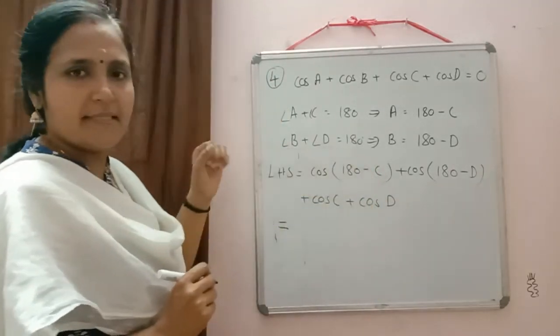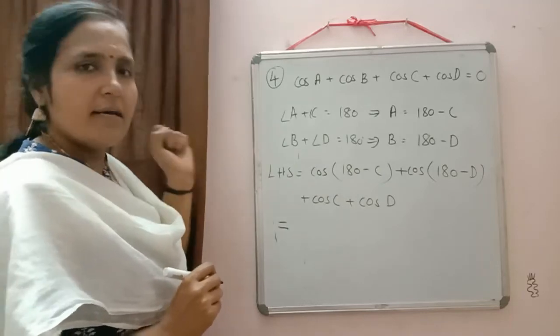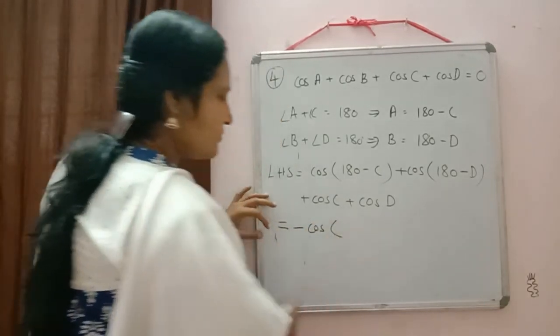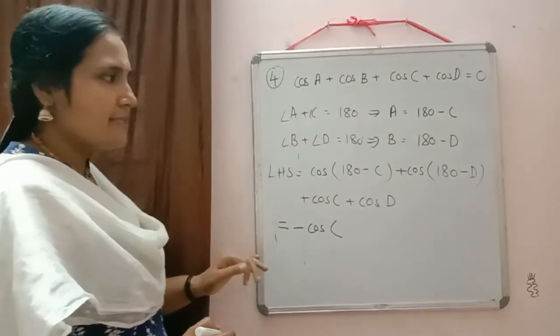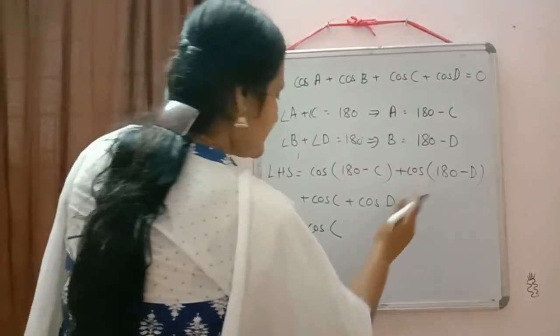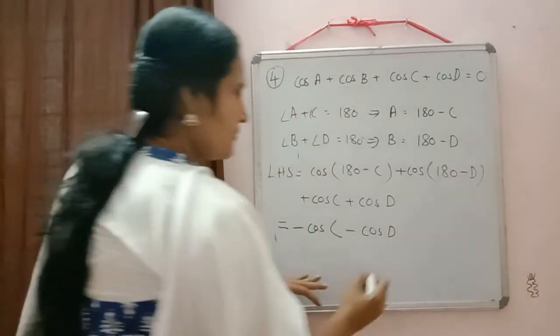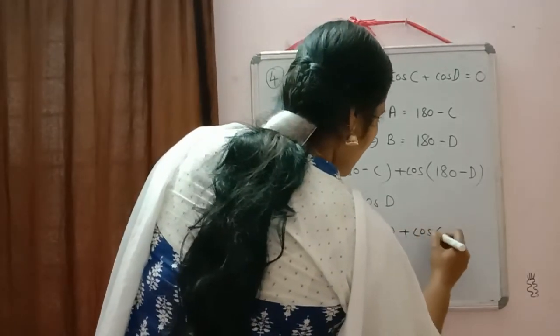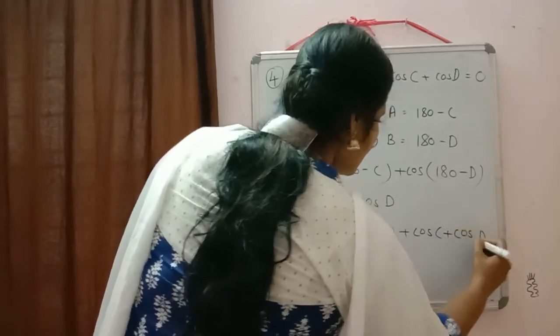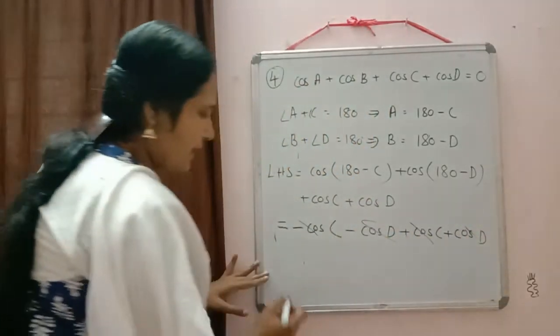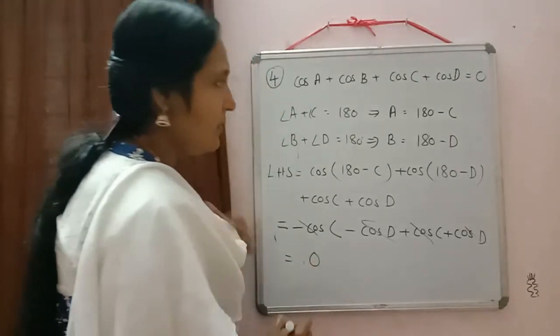180 minus C. Which quadrant? Second quadrant. And in the second quadrant cos is negative. So it will come minus cos C. In the same way the second term will come minus cos D. Remaining 2 as they are: plus cos C plus cos D. So again these all will get cancelled and we will get the answer equal to 0.